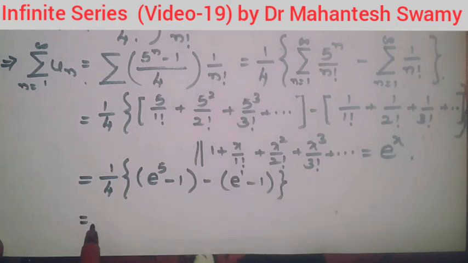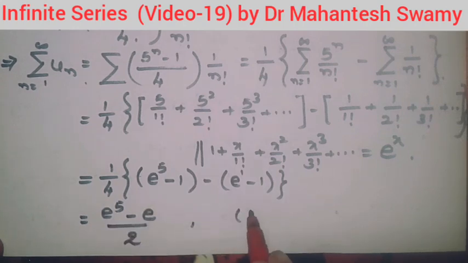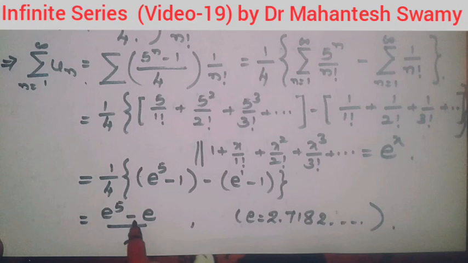So the final answer is e to the power of 5 minus e to the power of 1 divided by 2, and we know that the value of e is 2.71828, like that. It is an irrational number. So if we substitute that value and simplify, we can get the summation of the given series up to infinity.